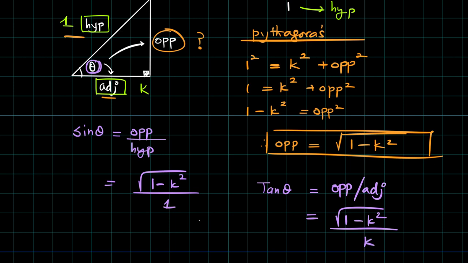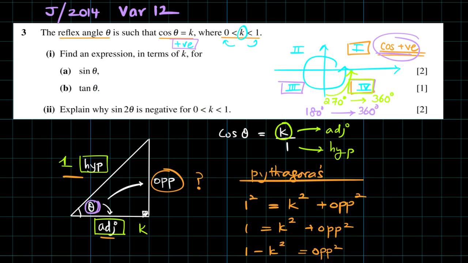Now we are dealing with the fourth quadrant. And only cosine is positive in the fourth quadrant. Therefore, I'll give a negative sign to sine of theta. I'll give a negative sign to tangent of theta, and that's how it's written. Now, the first part, inclusive of these two parts, is done. I have found an expression in terms of k for sine theta and tangent theta. Now, let's focus on part 2.